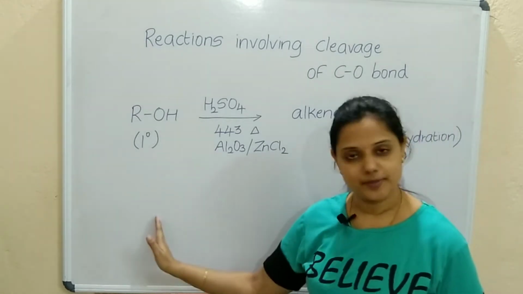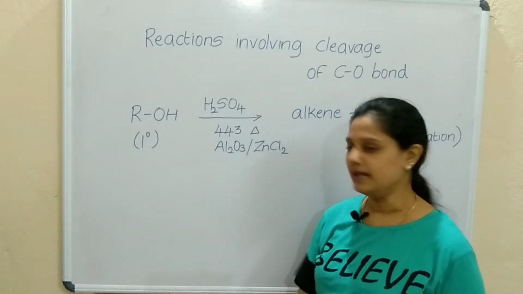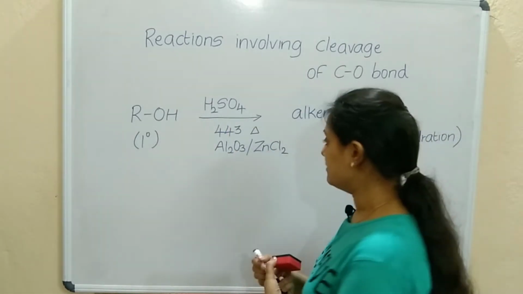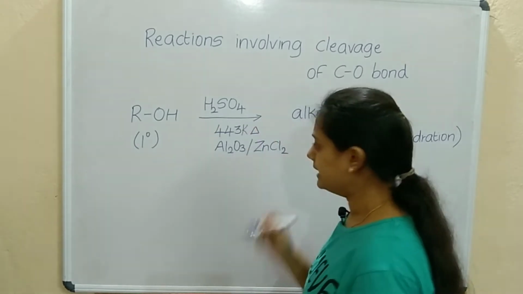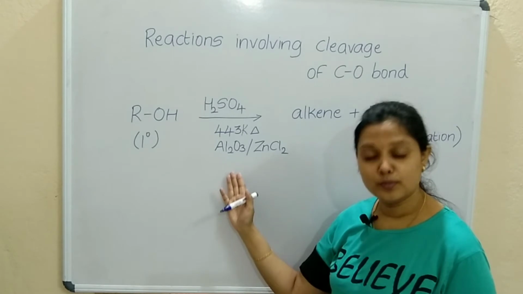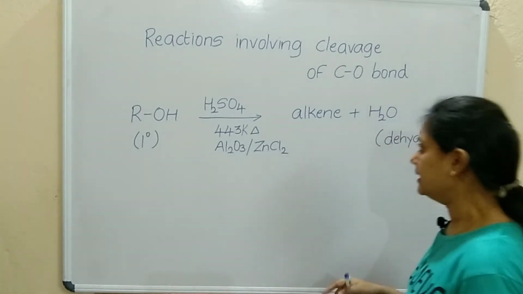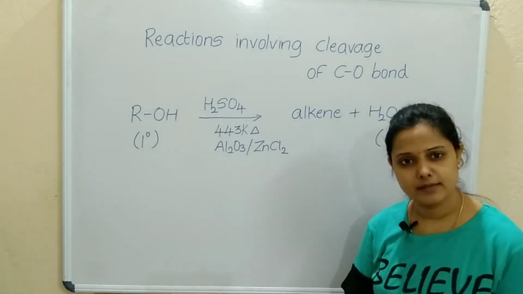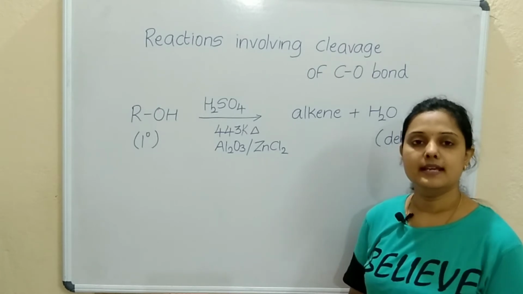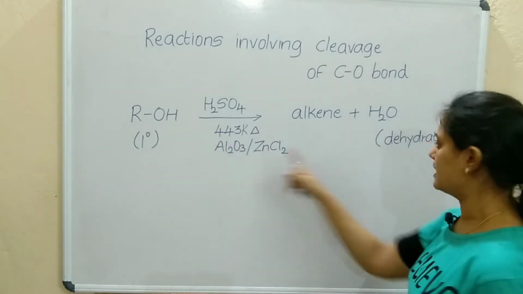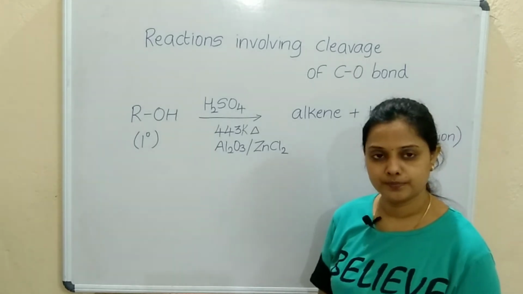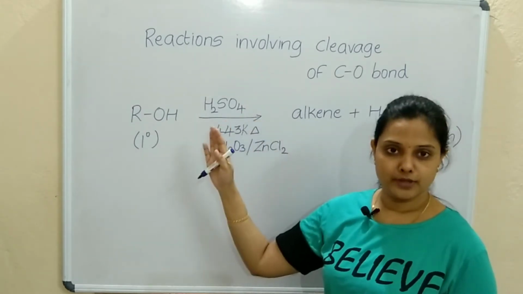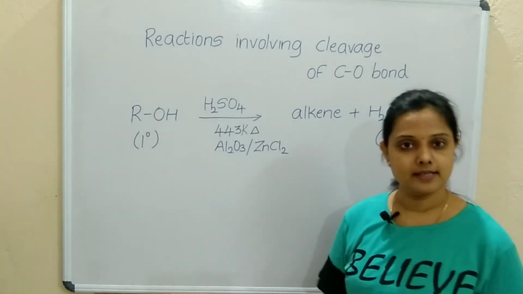We'll take the example of a primary alcohol, ROH. It is treated with H2SO4 at 443 Kelvin. Heating is done in the presence of a catalyst, aluminium oxide or zinc chloride. The product formed is an alkene and water is removed. Why is water removed? Because sulfuric acid is a dehydrating agent. So this reaction is also a dehydration reaction. Primary alcohols, when they react with sulfuric acid, give water as a byproduct and an alkene is formed.